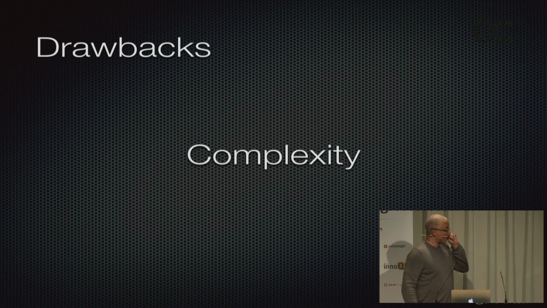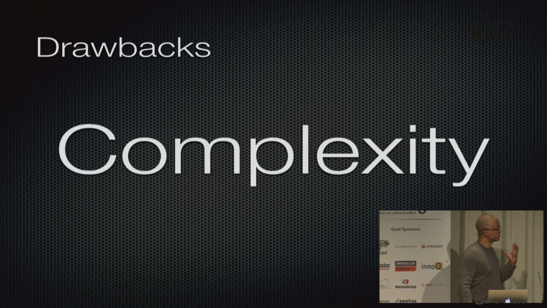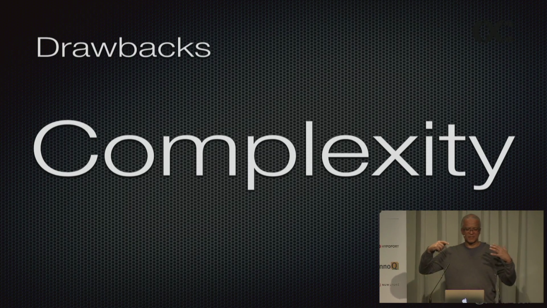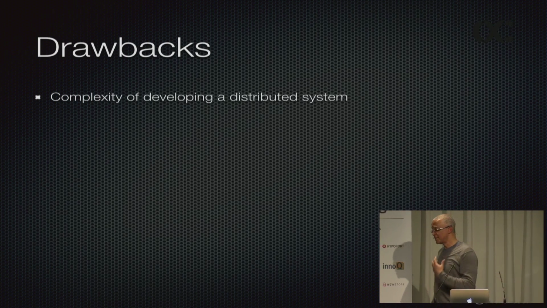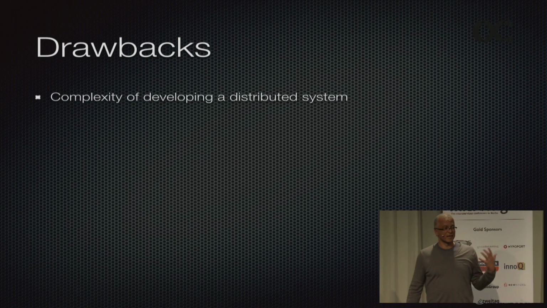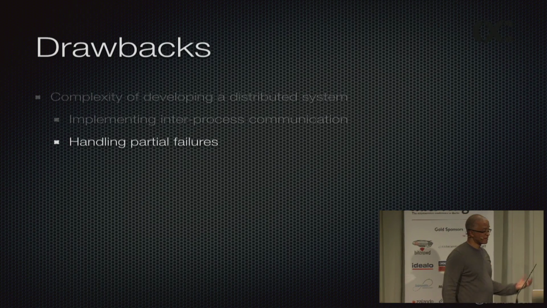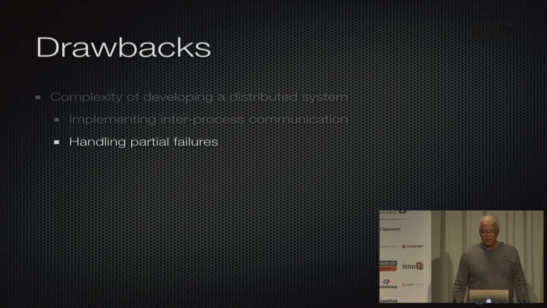Bunch of drawbacks, right? Obviously, by far, the biggest drawback is complexity, right? Microservice architectures just have all this complexity associated with them, right? You're now developing a distributed system, so you have to deal with things like RPC and partial failure, right? You never had to worry about that in a monolithic architecture.